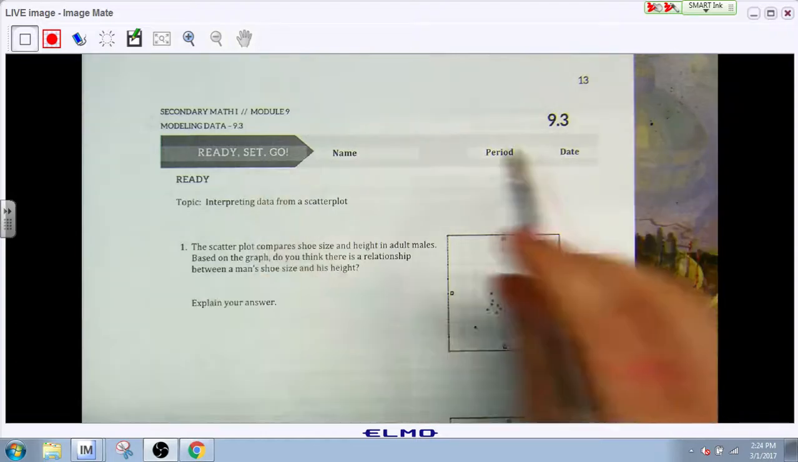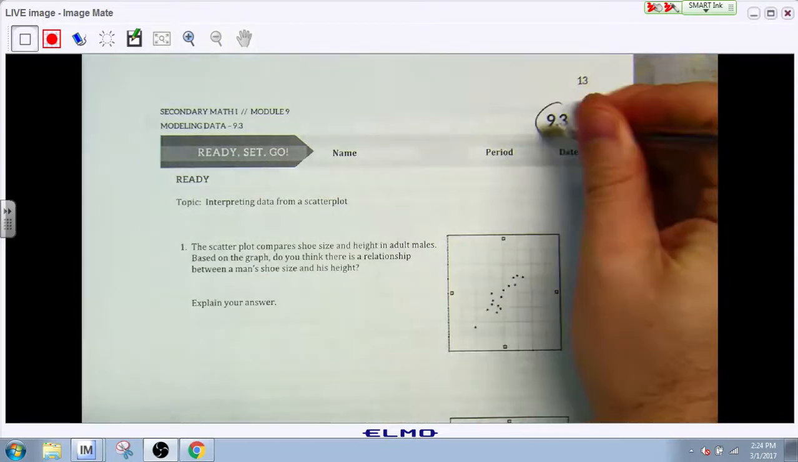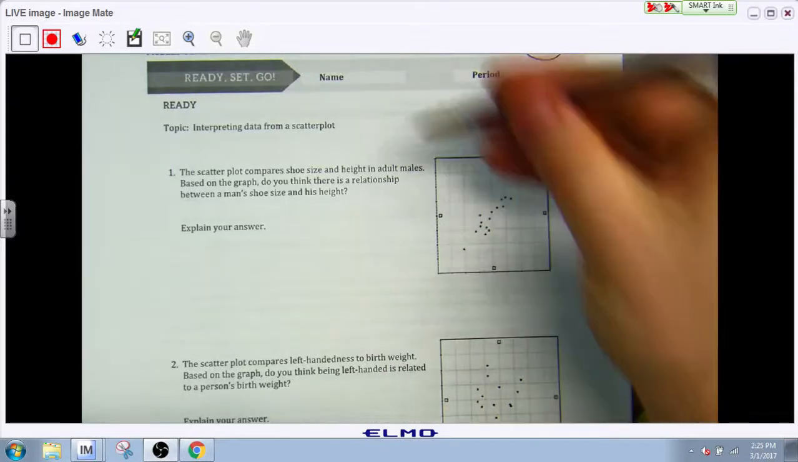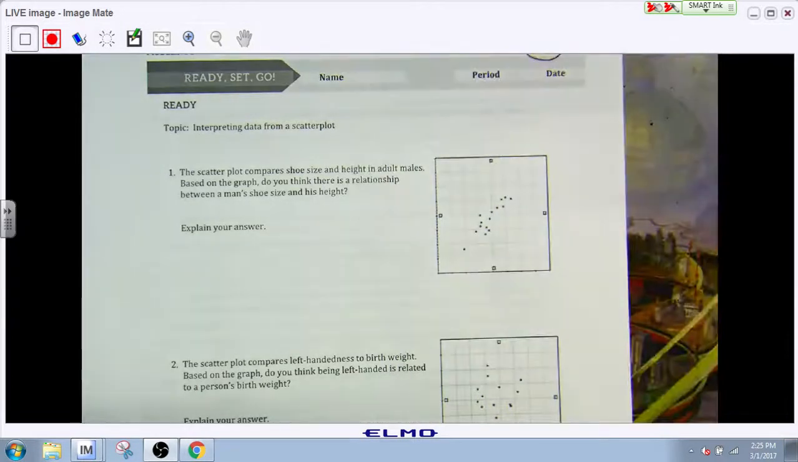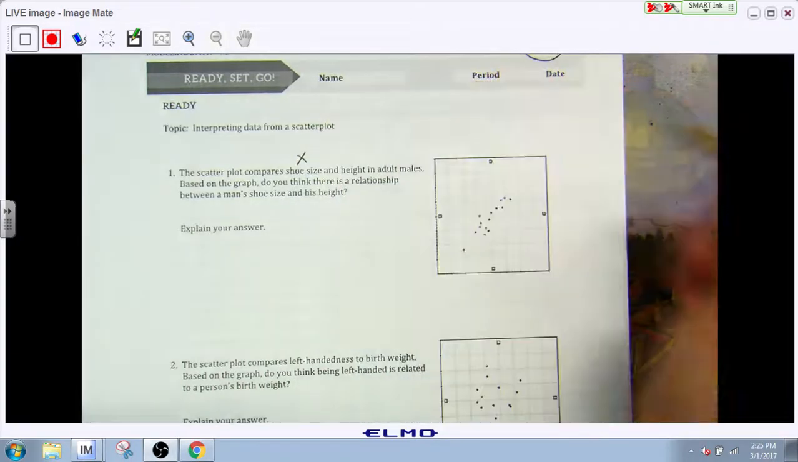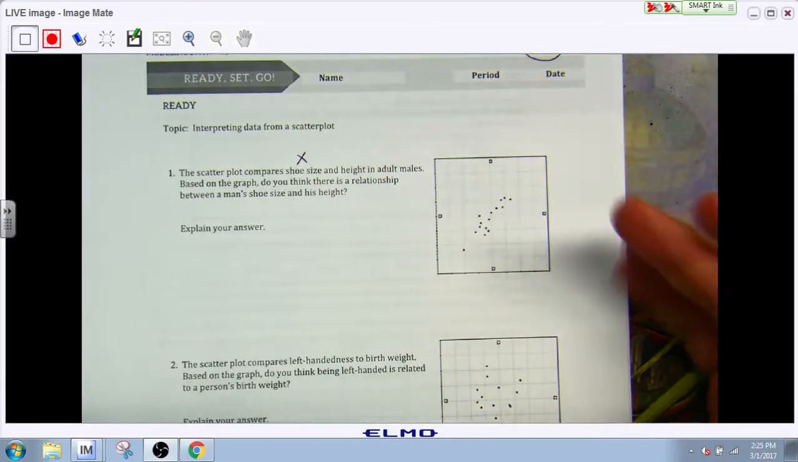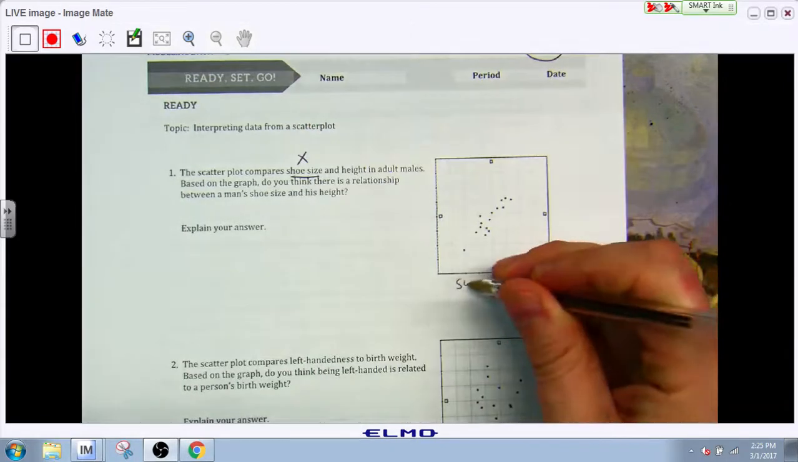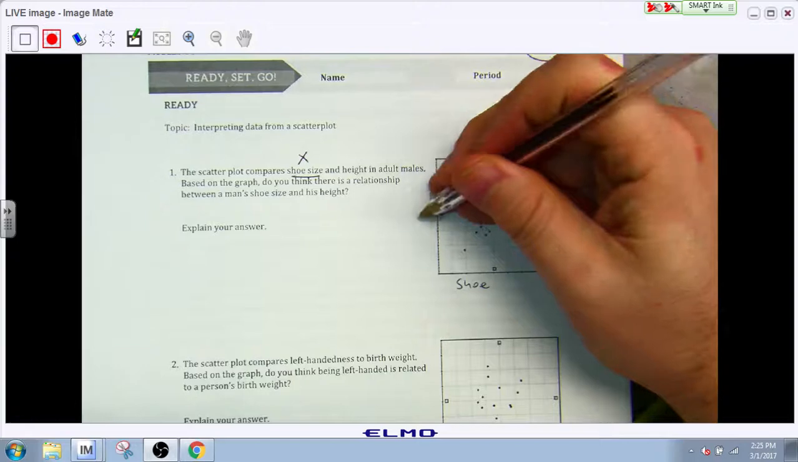Welcome to Homework Helper 9.3. I'm doing this live with my 5th period class. The very first section here is interpreting data from scatter plots. We're going to be comparing two pieces of information: one is our x-axis and the other is our y-axis. Whatever's given first, we assume is our x-axis because we go in alphabetical order. So in this case, our x-axis is shoe size, and our y-axis is height.